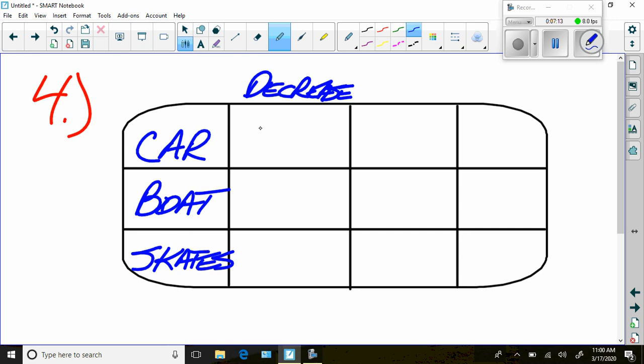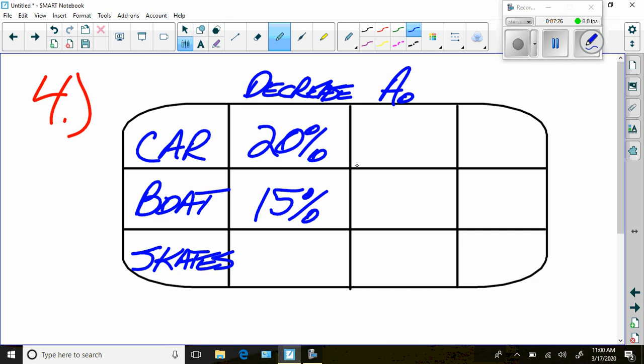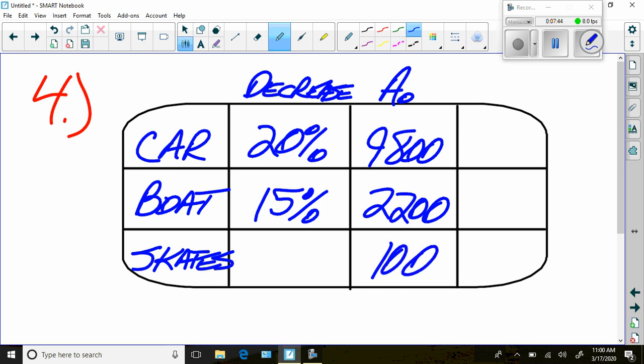So what's it decrease by? 20%, 15%. Ooh, that square is blank. Oh, no. This one is a-sub-naught, the starting amount. So $9,800 for that nice Ford Pinto. The sailboat with no motor, it was $2,200. That's right, no motor, it's a sailboat. And then the skates start off at $100. These are all in dollars.